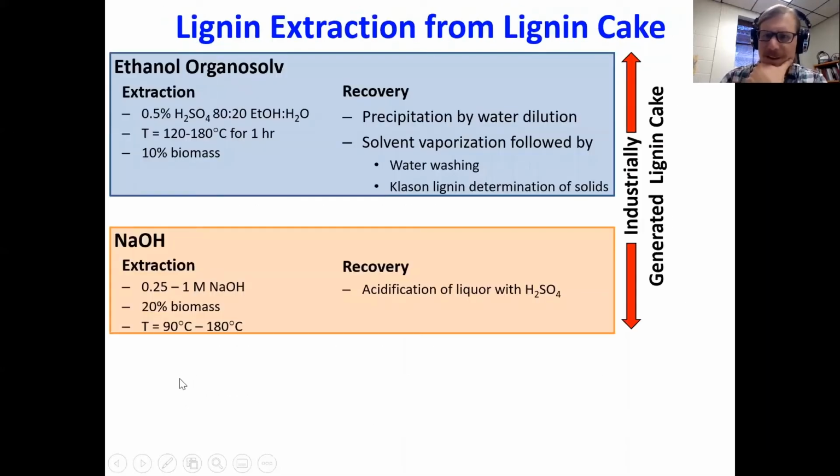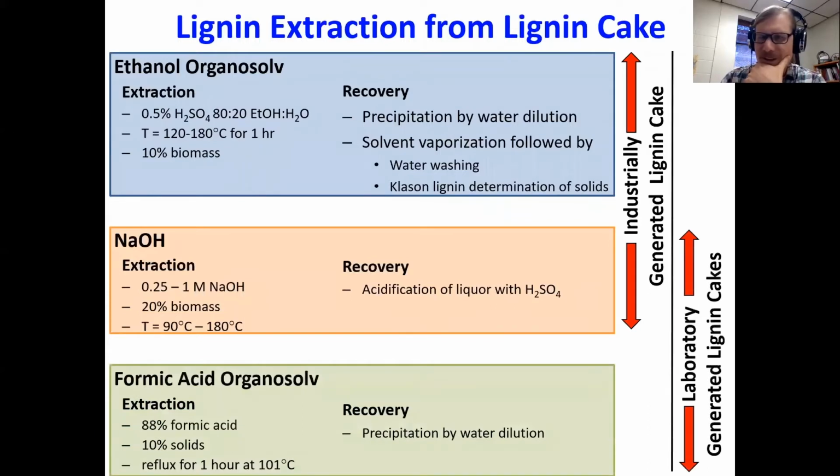First, we'll subject the industrially generated lignin cake to a range of different extraction conditions for ethanol organosolv extraction and sodium hydroxide extraction. You can see the conditions here. Then we'll subject the laboratory generated lignin cakes to sodium hydroxide and formic acid organosolv lignin extraction from the lignin cake.